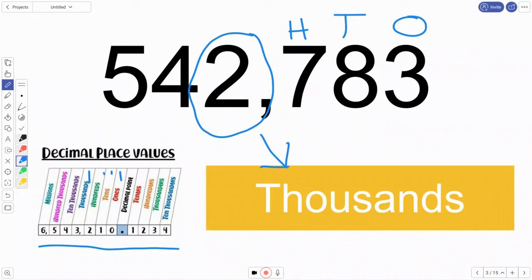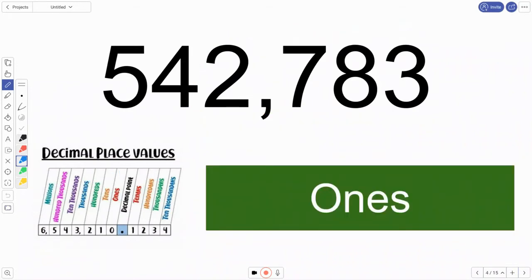All right, I might know what these are: ones, tens, hundreds, thousands, or I can use my chart to see how many digits over I need to go. Okay, let's look at another one.